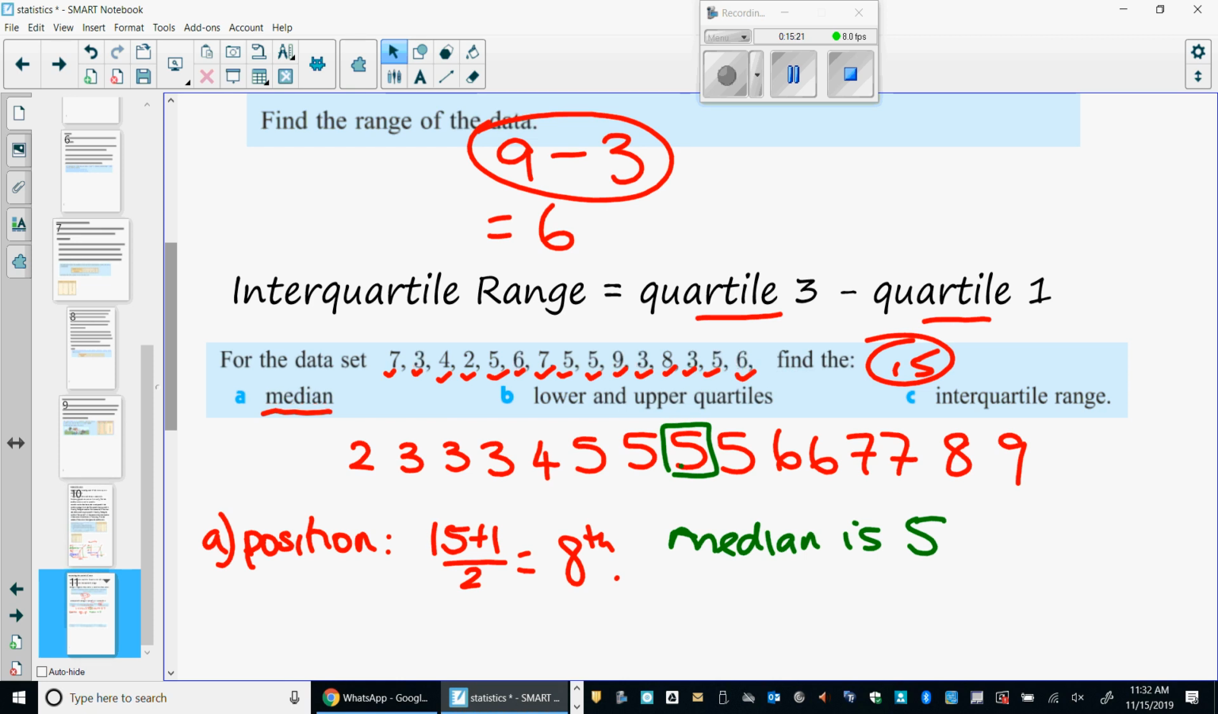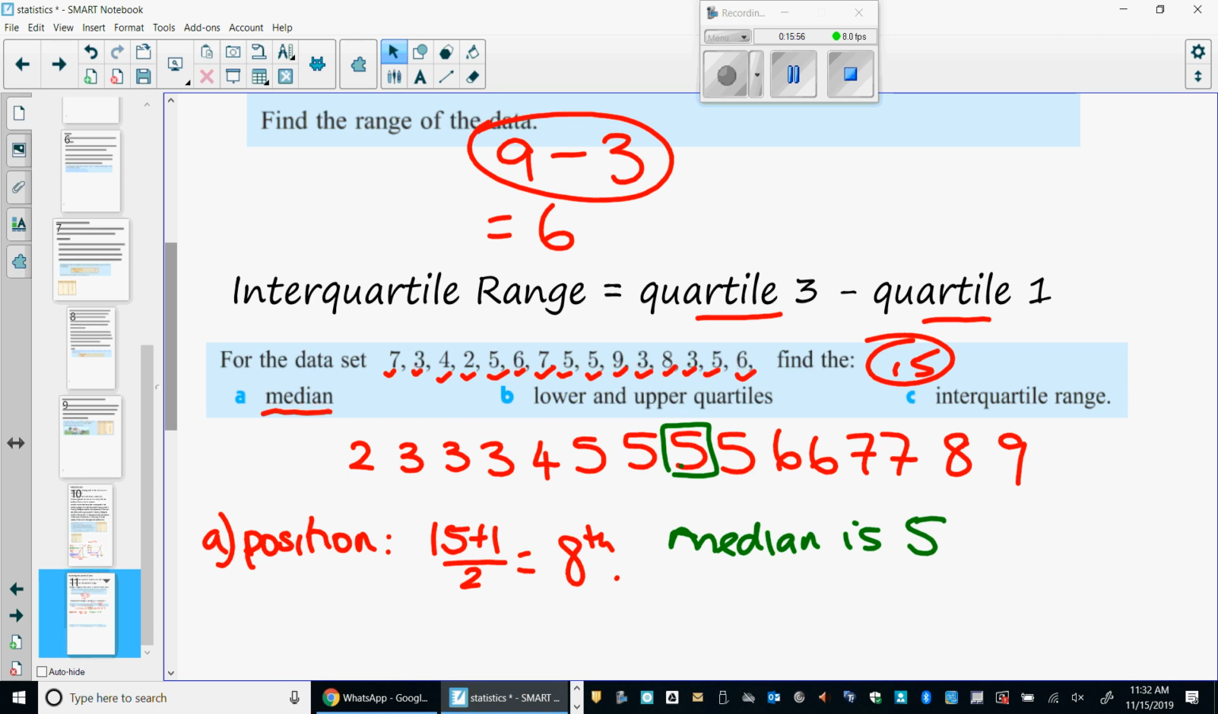So you always add 1, but when you add 1 and divide by 2, if you get a decimal value, so if your answer says 0.5, then you're going to need to look at the 2 answers either side of that. When I added 1 and divided by 2, I got 8, so I knew it was just the 8th number. If I had got 7.5, I would have had to look at the 7th piece of data and the 8th piece of data because they surround 7.5.